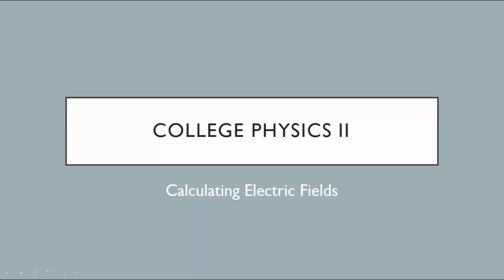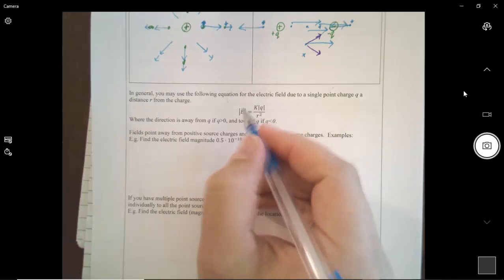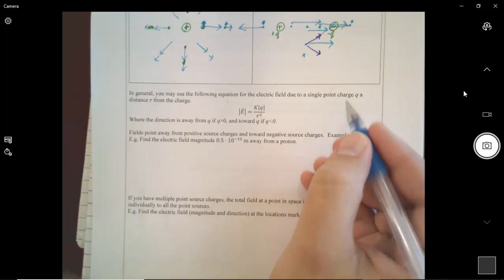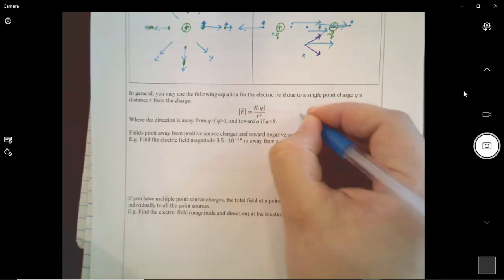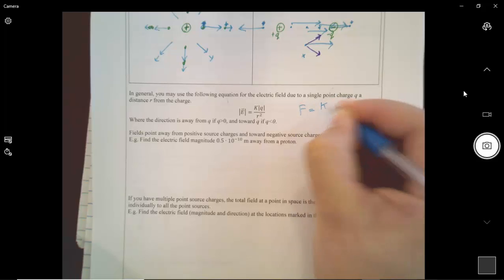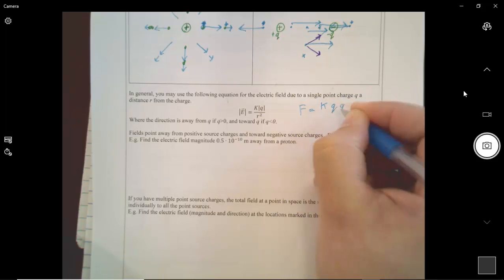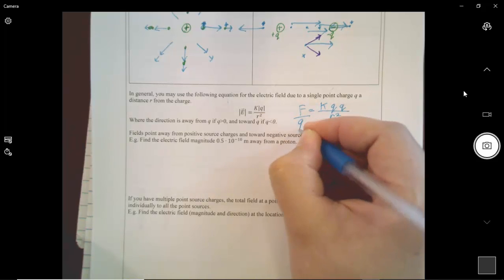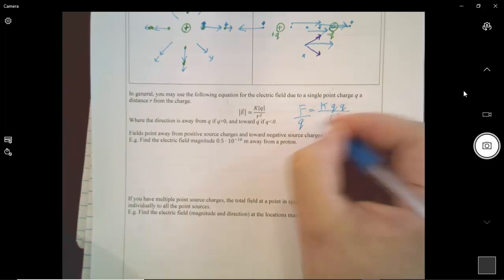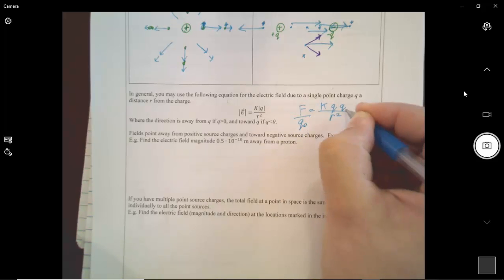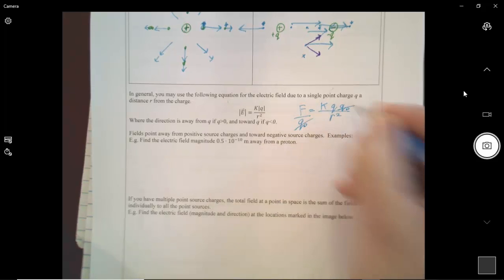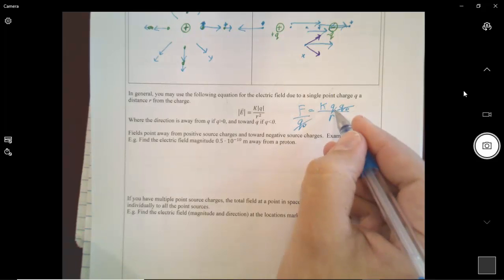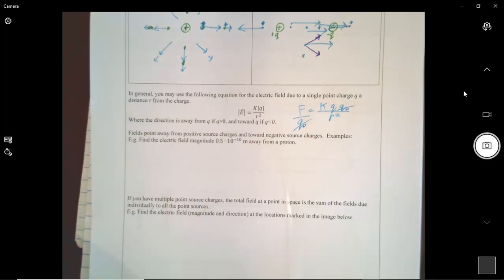We've talked about the electric field, what it is, and what it looks like. Now let's talk about calculating it. If we think about the electric field due to a point charge, the force was kqq over r squared, but we're going to divide by the q of the object, so that's going to take out one of the q's and leave only the charge of the source.